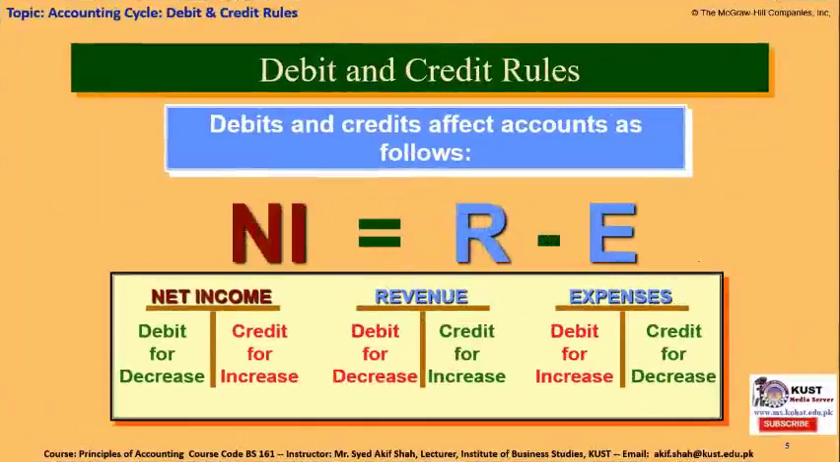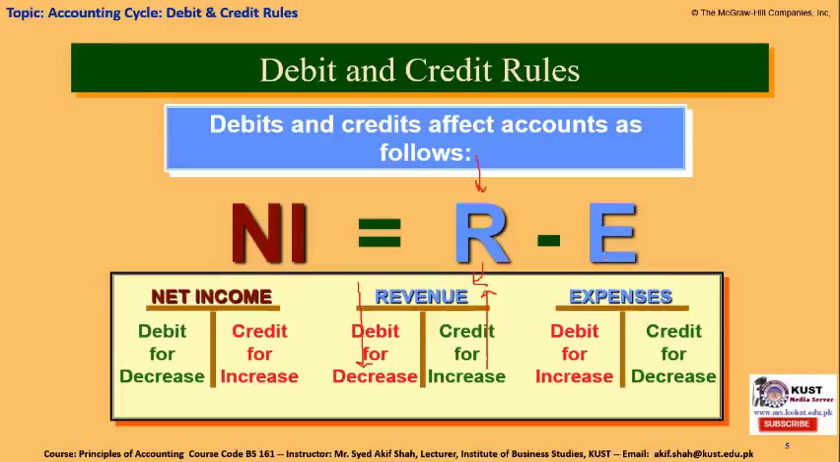Here we have the final rules for our revenue and expenses. Let me start from revenue. When there is an increase in the revenue of the company, we have to record the amount at the right hand side of our T account with the credit balance. And when there is a decrease in our revenue account, it will be recorded as a debit entry.